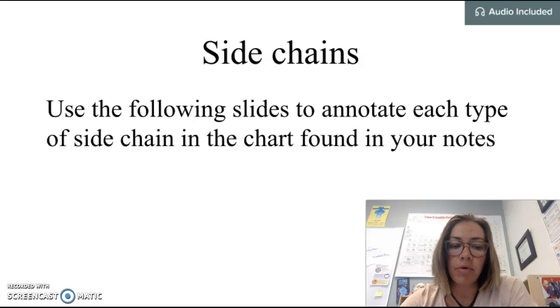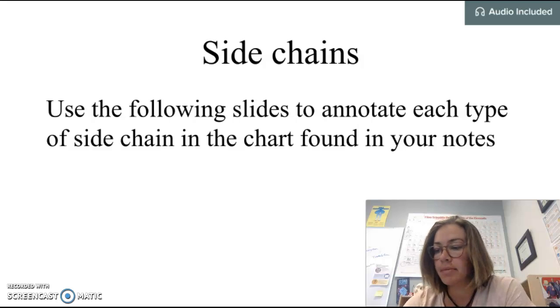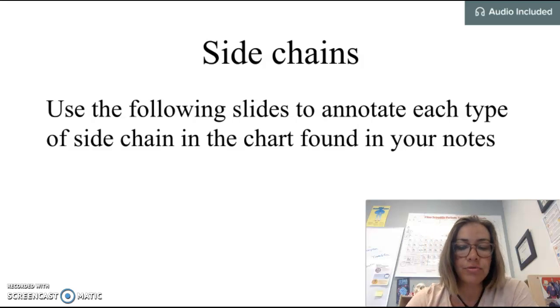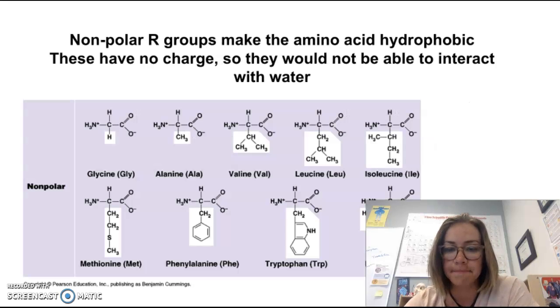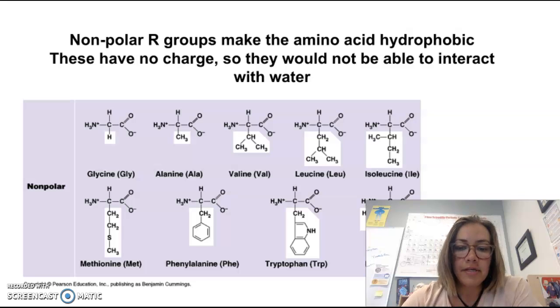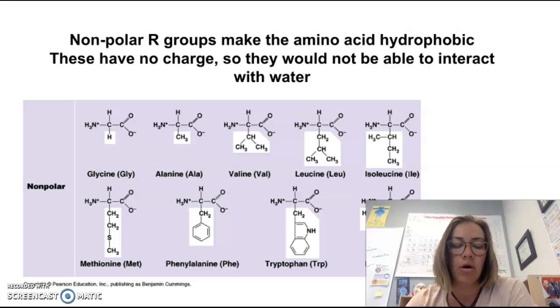So I want to talk about the side chains now. Next to the chart below that on your notes, I left a big blank spot for you to annotate and label about the side chains. These are all of the R groups for each of the amino acids. All of these amino acids are non-polar. That means that they are hydrophobic. Think about what that means. They can't interact with water. They have no charge at all.